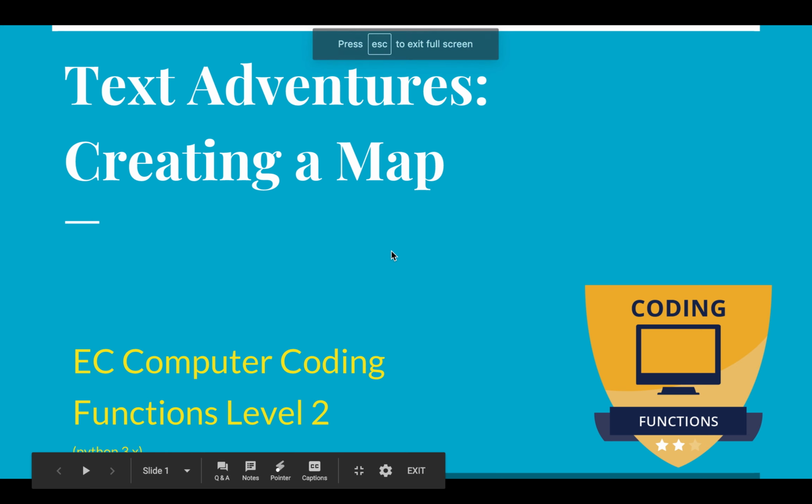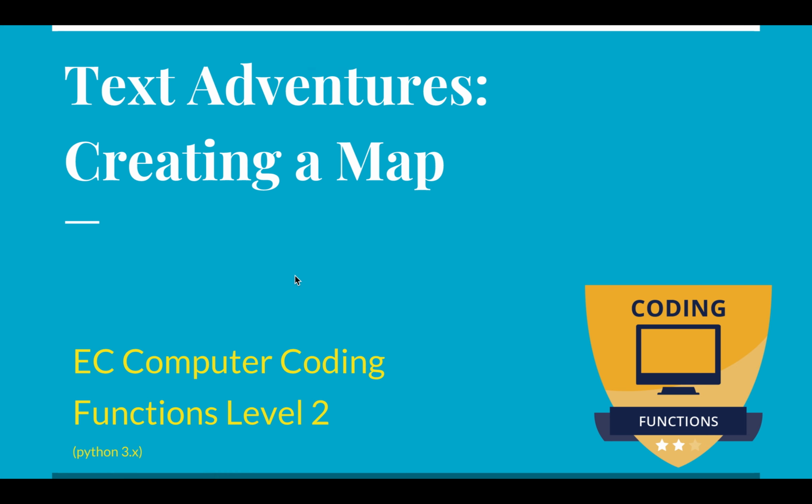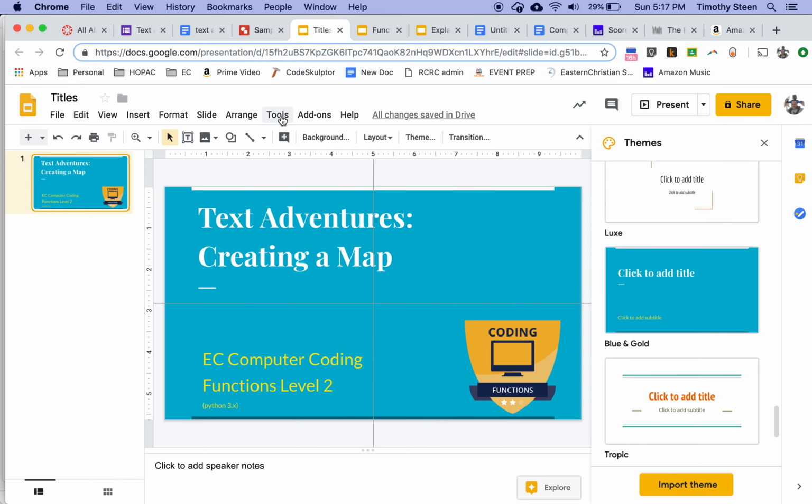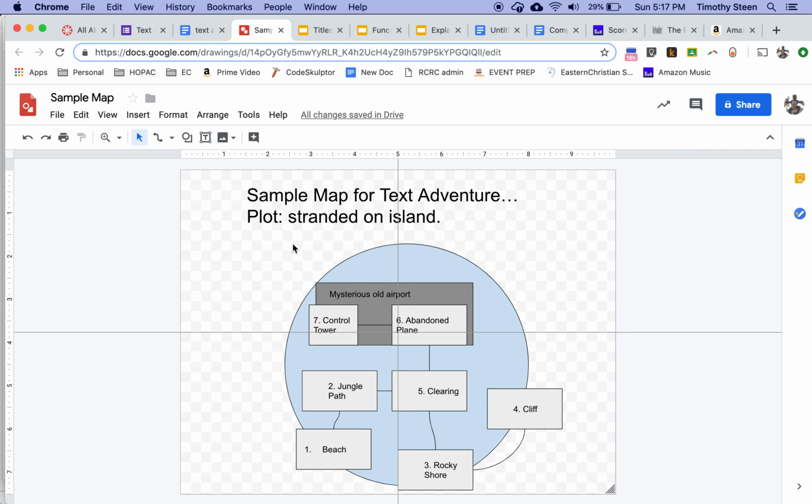I just wanted to quickly show you how to create a map, or explain my sample map anyway, for your text adventure. So this is my map. This is very crude obviously, but you just want to create the rooms, even though they're not necessarily rooms, for what you're going to have the player move around in.